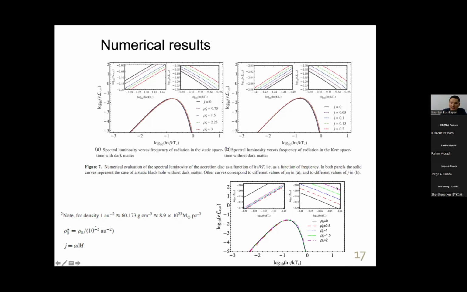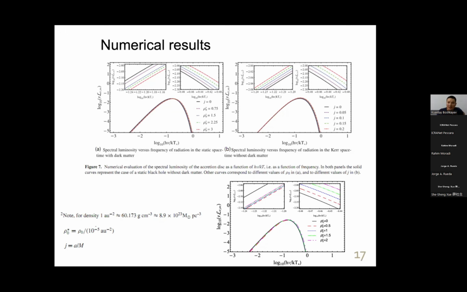And as you can see, this quantity, spectral luminosity, can be used in order to distinguish two systems, Kerr black hole in vacuum or Schwarzschild black hole surrounded by dark matter distribution. So of course, at large frequencies, we cannot distinguish these two systems, but at lower frequencies, due to this difference, we can distinguish whether we have a black hole that is static and surrounded by dark matter, or that is rotating black hole in vacuum.